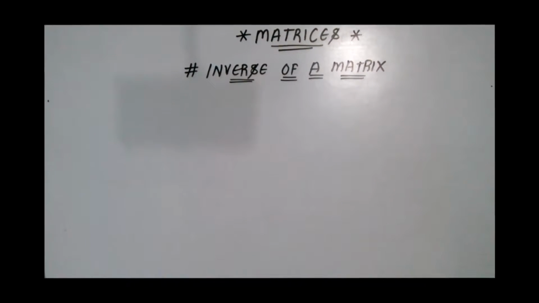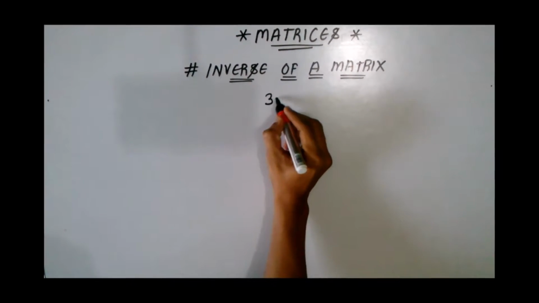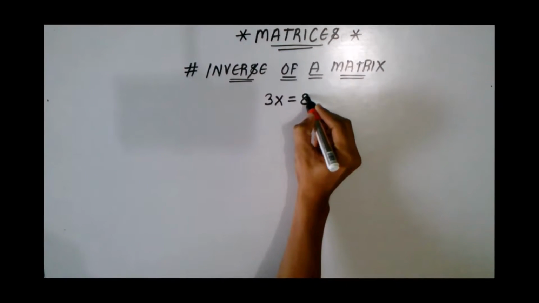So, up till now, we have learned all the elementary transformations in matrices. Now, let's move on to learn what is inverse of a matrix. Before that, let's take an example of a linear equation. 3x is equal to 8.